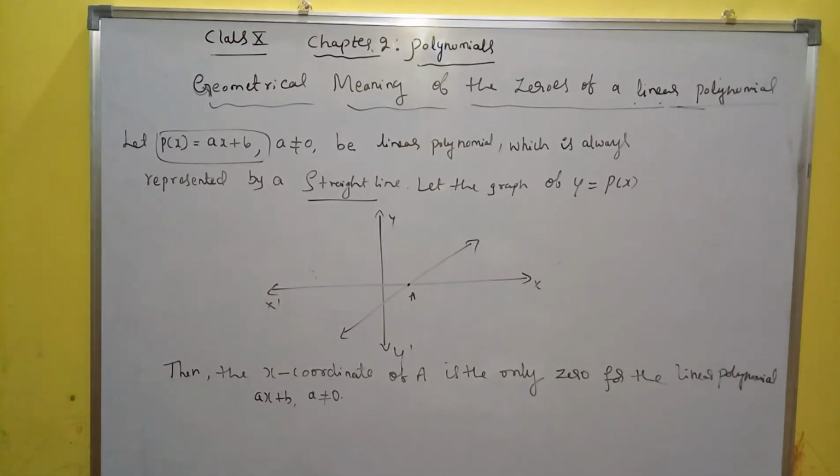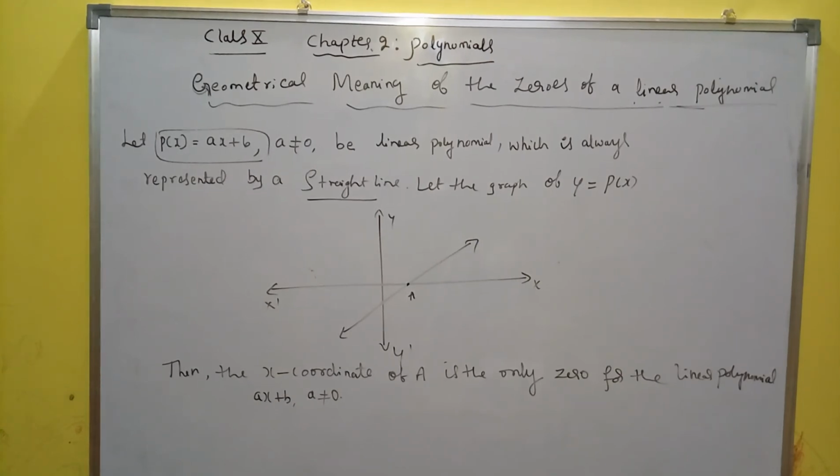Graphical representation of the linear polynomial ax plus b equals 0. That means you will get a straight line. For the linear polynomial equation, you will get a straight line.